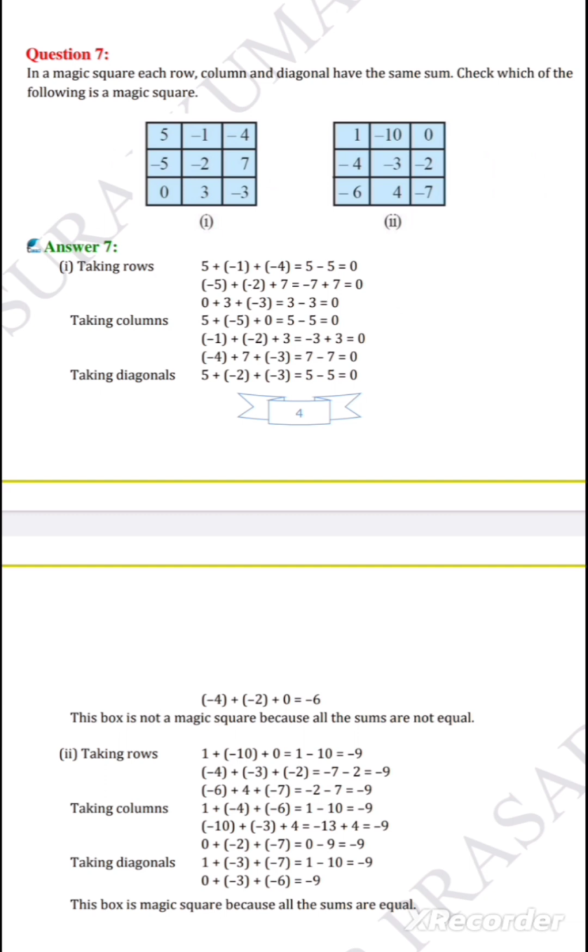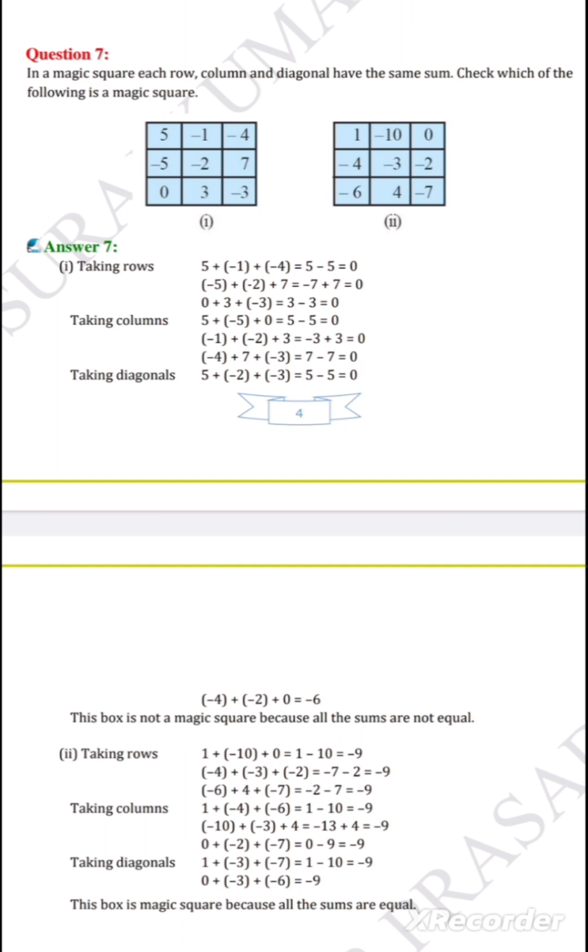Question number 7. In a magic square, each row, column and diagonal have the same sum. Check which of the following is a magic square. Here there are two squares given below, named 1 and 2. As they said, if we do the sum of each row, each column and each diagonal, we must get the same sum. Then only it is a magic square.